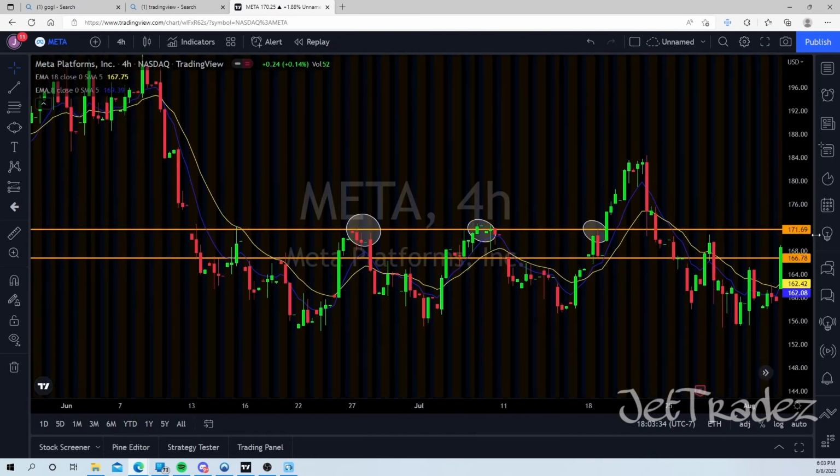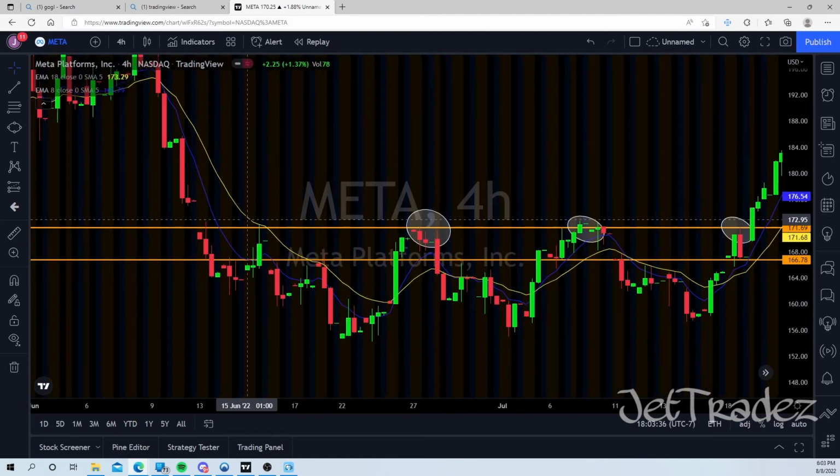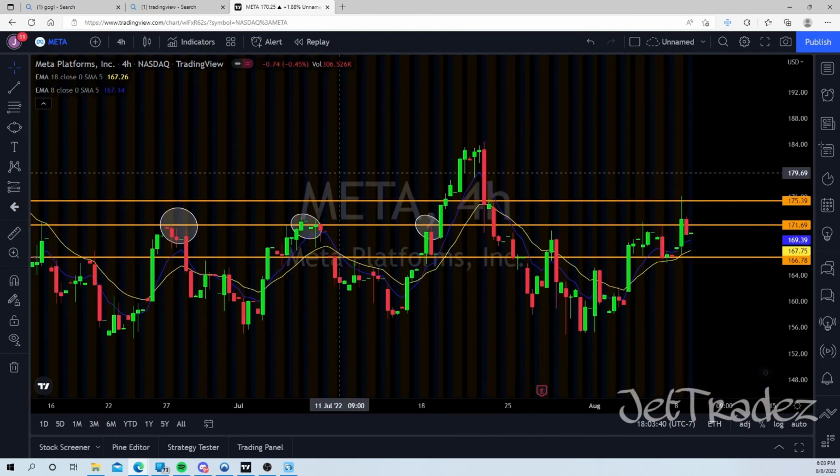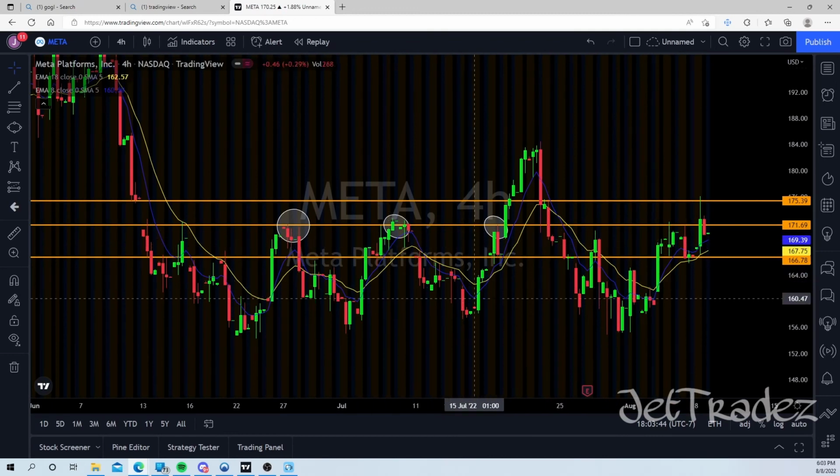Of course, I could have had another level right there on this wick or this gap, which we could put another one also. So what I do is I have solid lines to show me those are the ranges that I'm moving in.